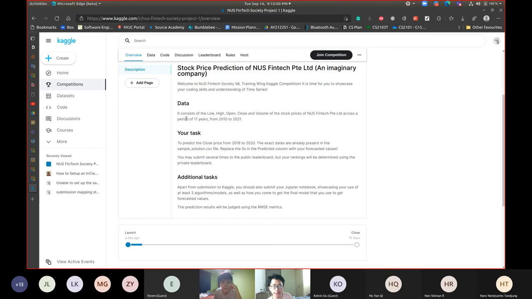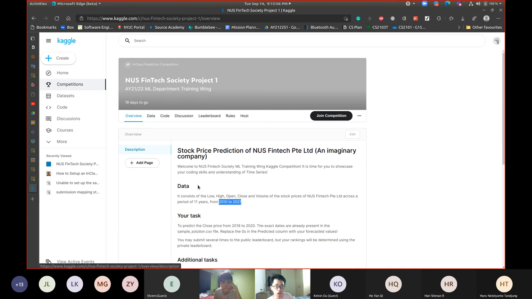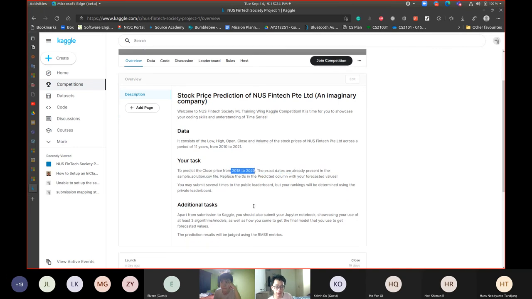from 2018 to 2020. The entire data set actually consists of 2010 to 2021, but the portion you have access to does not go until 2021. It stops at, I think, 2017 or early 2018. So you're supposed to use data from 2010 to 2017 to make predictions for 2018 to 2020. You can just take a look.